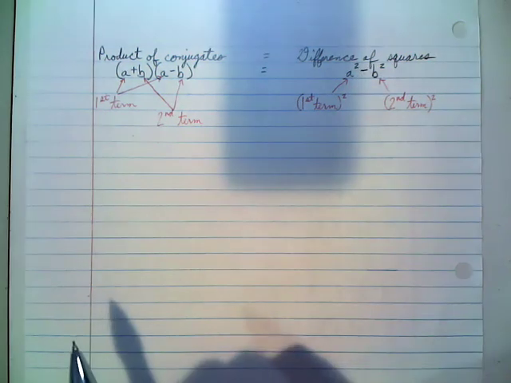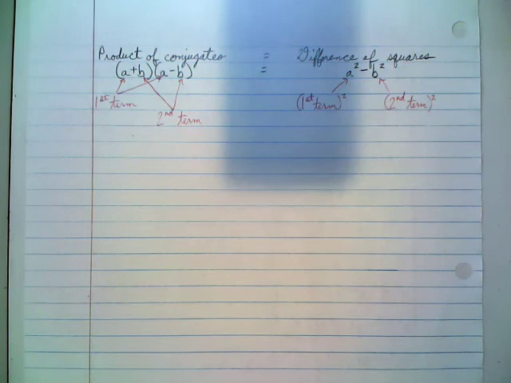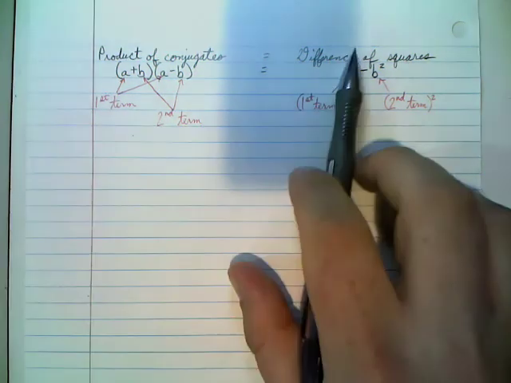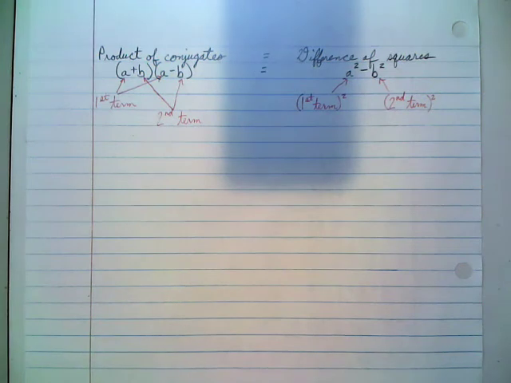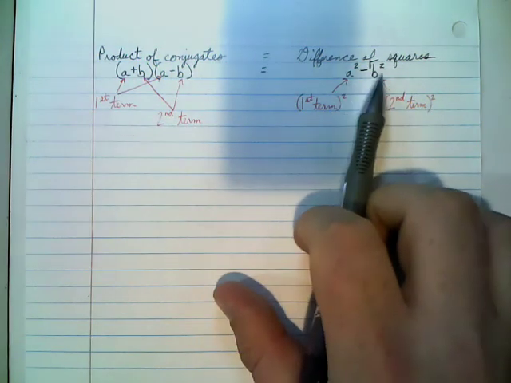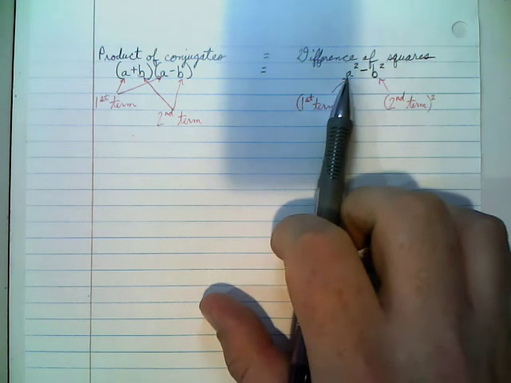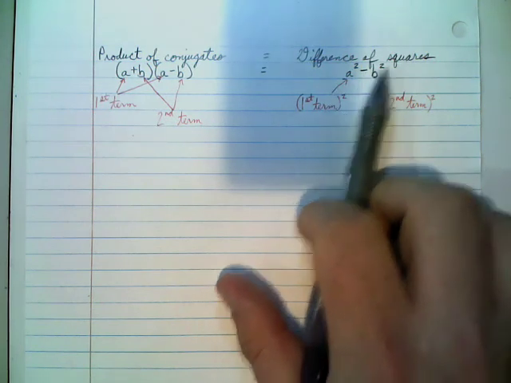And we subtract them. So for factoring purposes, we're going to be moving from a difference of squares back to a product of conjugates. That means we're going to be looking for situations where we have a difference of squares. So do you have something squared minus something else squared?